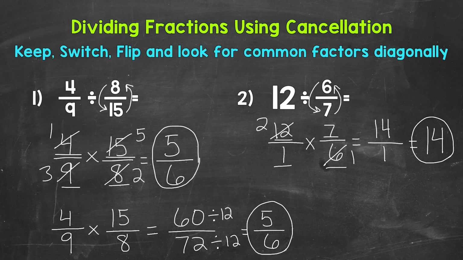Now, can we use cancellation with every single problem? No. We have to have common factors other than 1 that we can divide by diagonally. And do we have to use cancellation in order to get to the correct answer? No, but it is a good strategy to be familiar with and it can be helpful. So there's how to use cross-cancellation when we have a division problem involving fractions. Let's move on to using cross-cancellation when dividing mixed numbers.